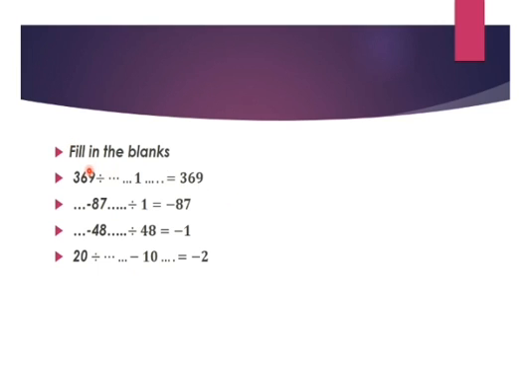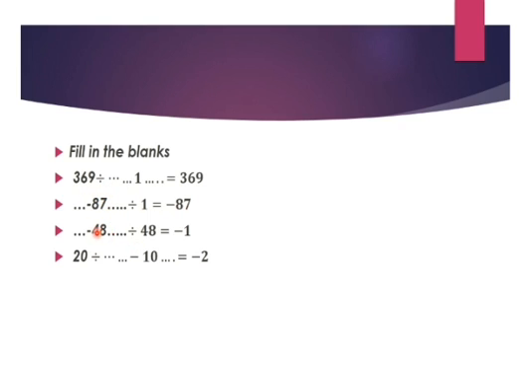And the next one is fill in the blanks. 369 division, this part is unknown. The answer is 369. Then how can we find this answer? We can simply divide 369 by 369. What is the answer? 1. We get the solution. And the second one, the first number is unknown. Division 1 is equal to minus 87. How can we find the first number? It's very simple. Minus 87 by 1. Minus 87 division 1. Minus 87 is a negative and 1 is a positive. We get a negative answer. And 87 has 1, 87 times, we get minus 87.